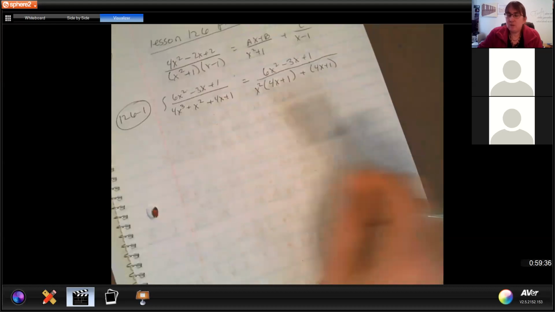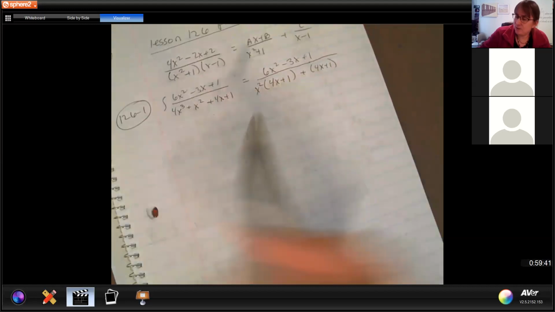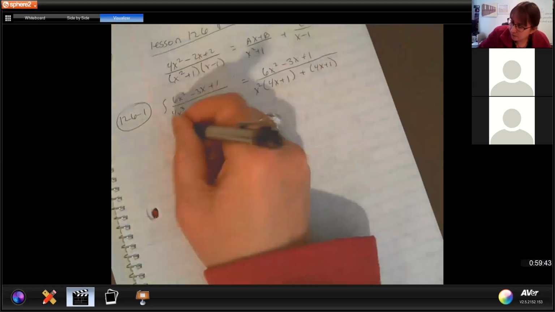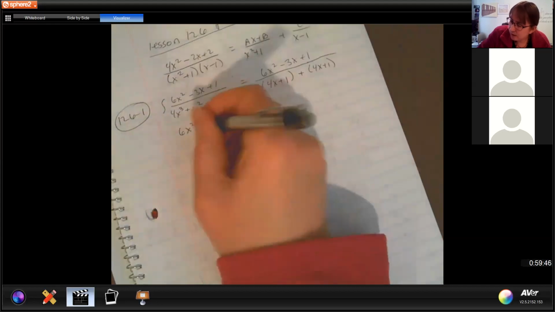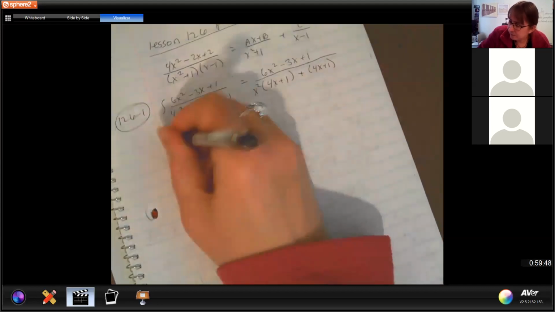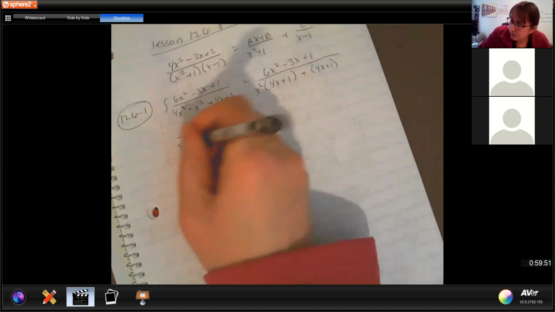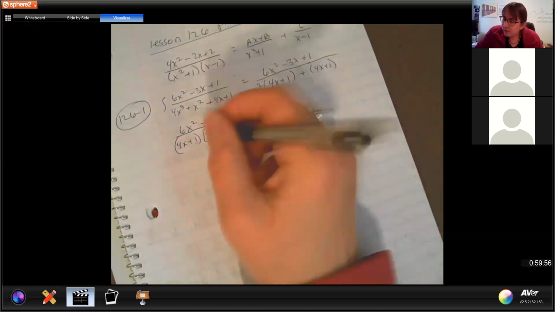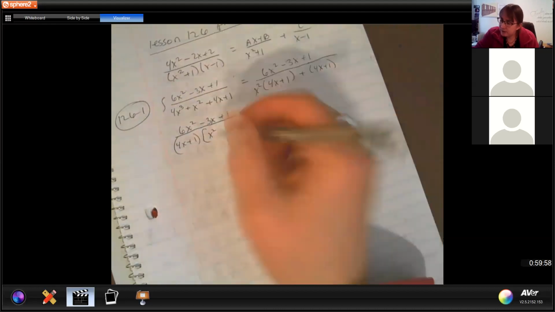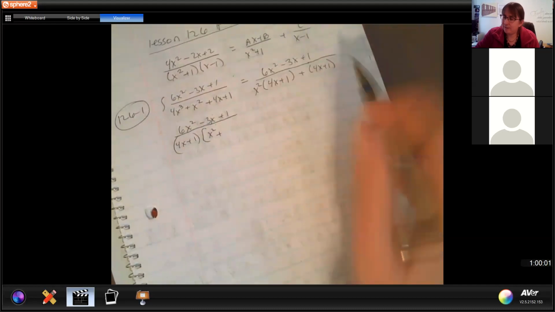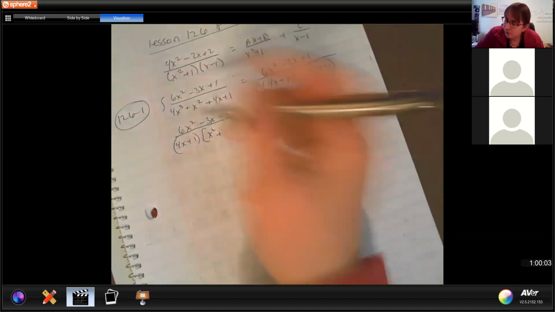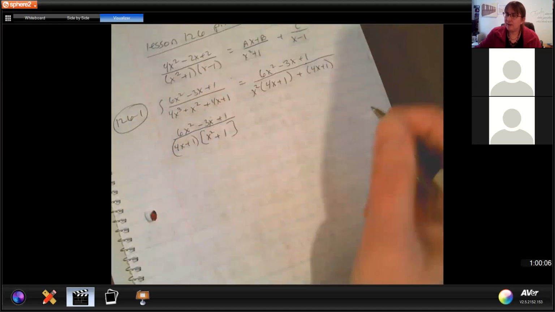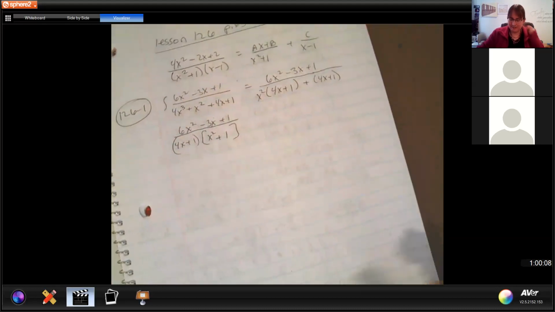Now I have it in two terms, but I have the same factor in each term. So I'm going to pull out a 4x plus 1 out of both of those. The numerator is 6x squared minus 3x plus 1. So I'm pulling out a 4x plus 1, and then I'm left with an x squared plus, and if I pull out the factor of 4x plus 1, I'm left with just 1. Is that step okay? Yeah. Okay.